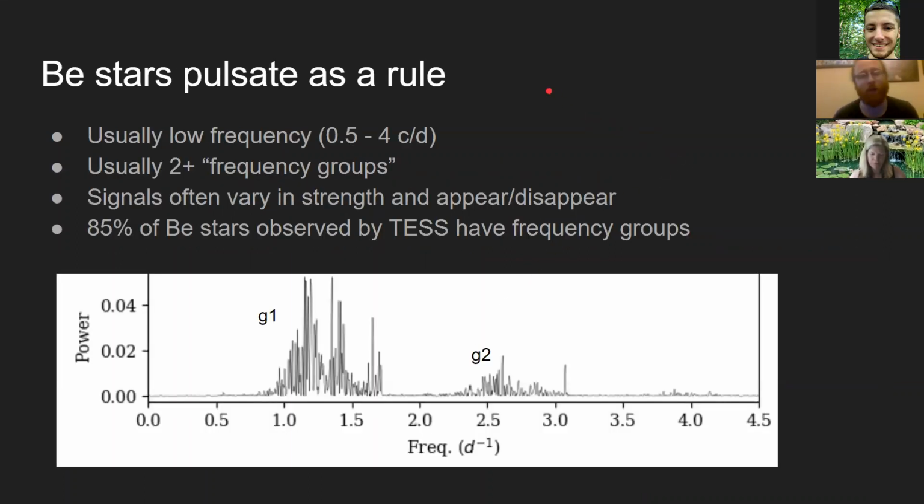So one thing that's been made clear by space photometry, not just from TESS, but with BRITE and CoRoT, MOST, and Kepler, is that BE stars are pulsators as a rule. And usually their frequency spectrum looks something like this, where you have signals organized into groups of frequencies. Just for giving things names, I'll call this first frequency group G1, and there's usually a second frequency group called G2. About 85% of the stars observed by TESS have groups like this, so it's a very common feature.